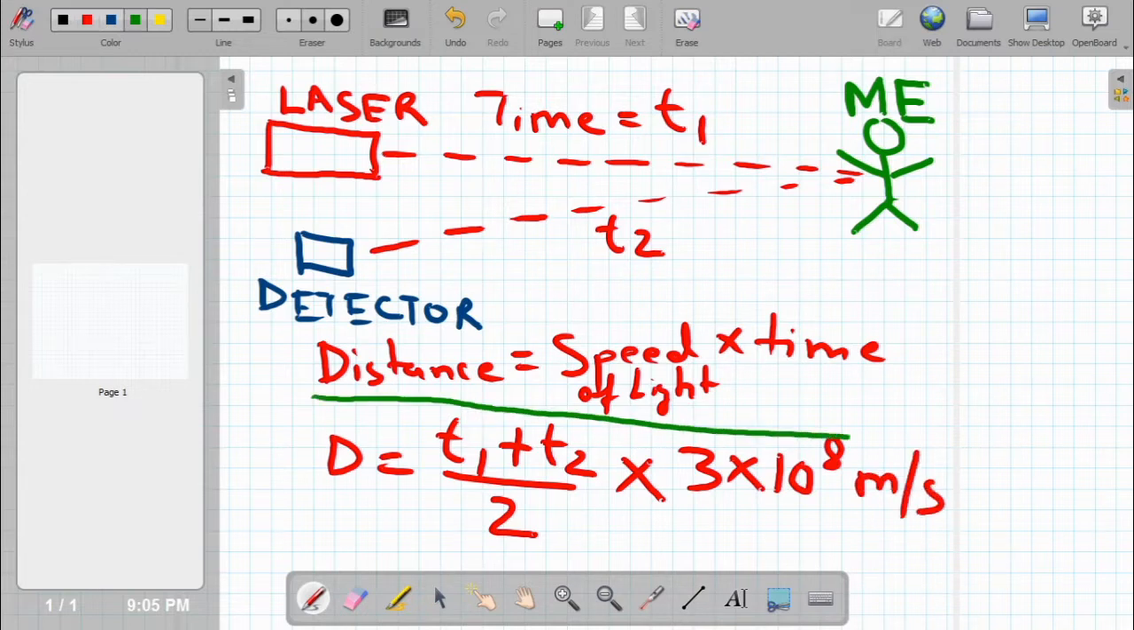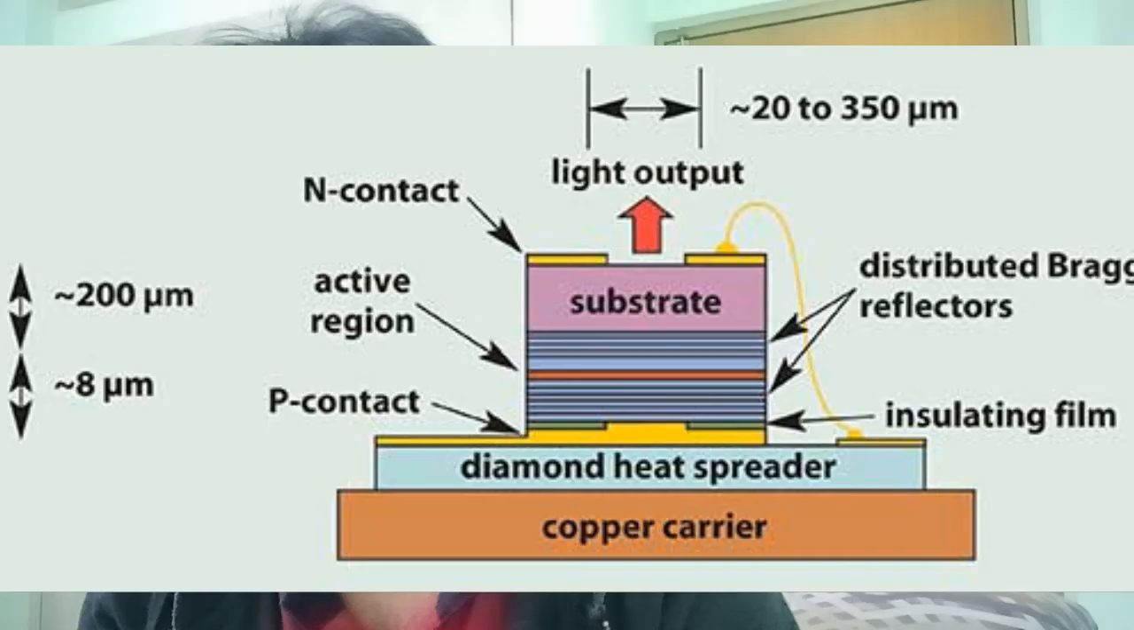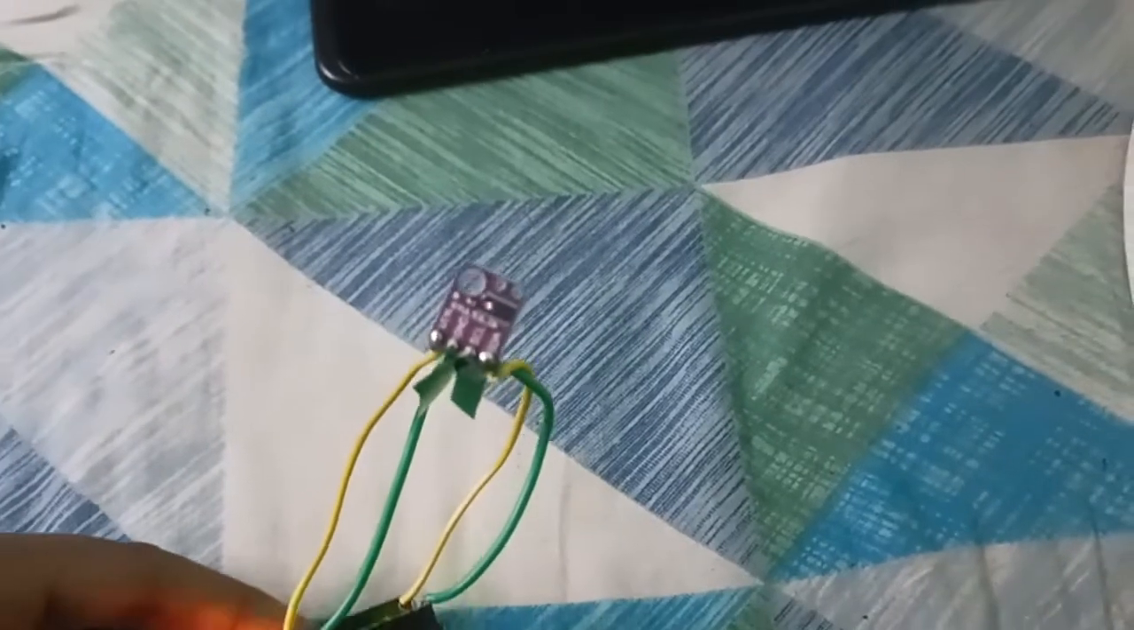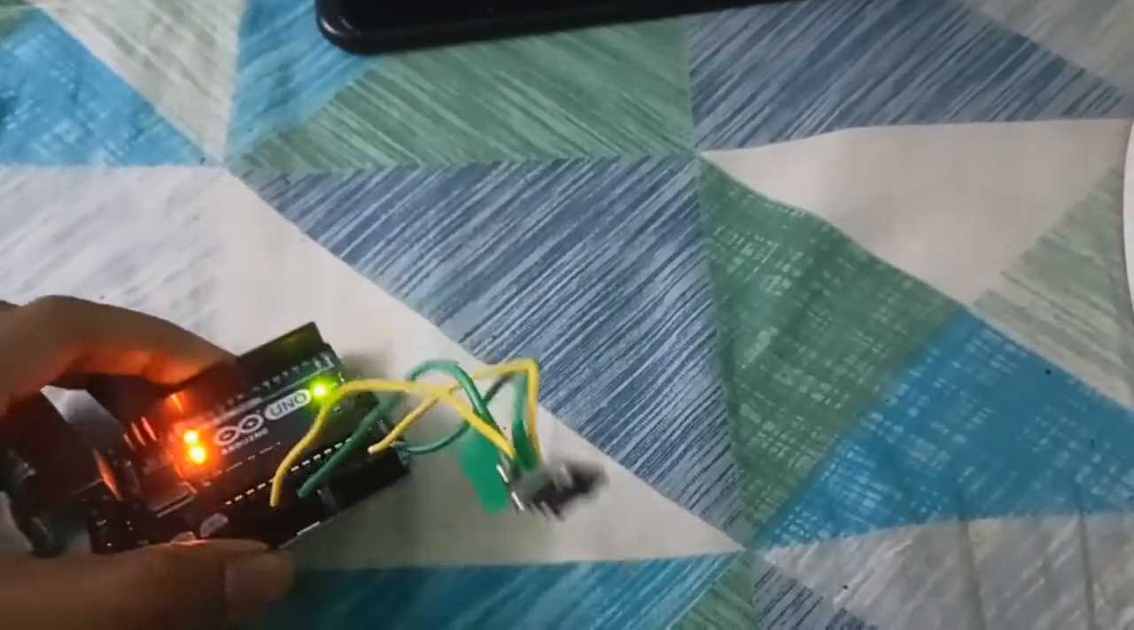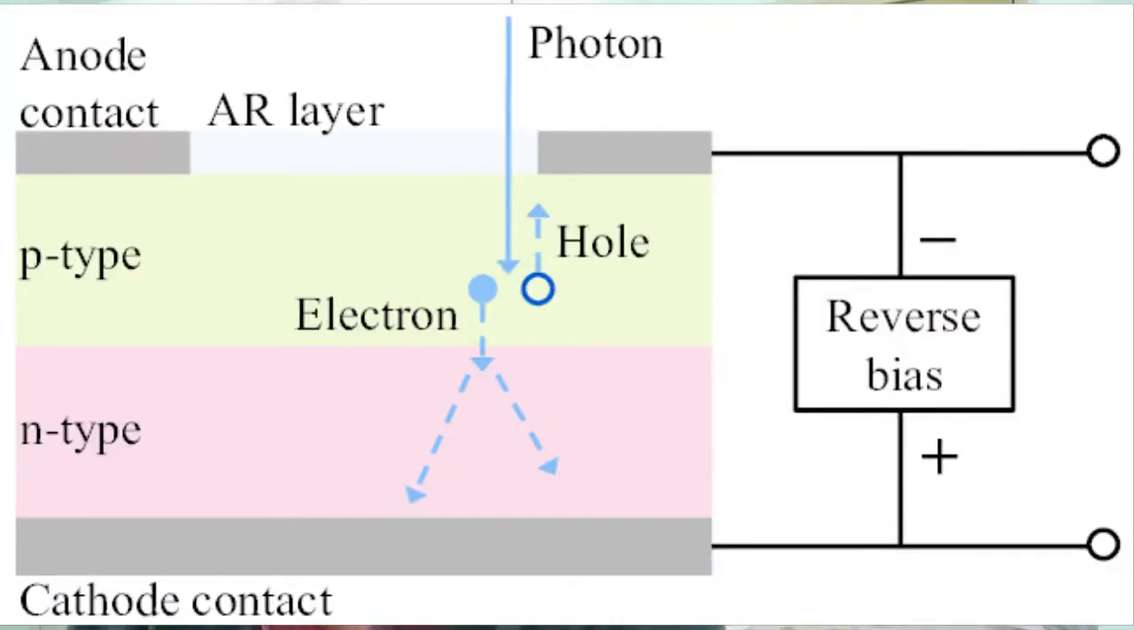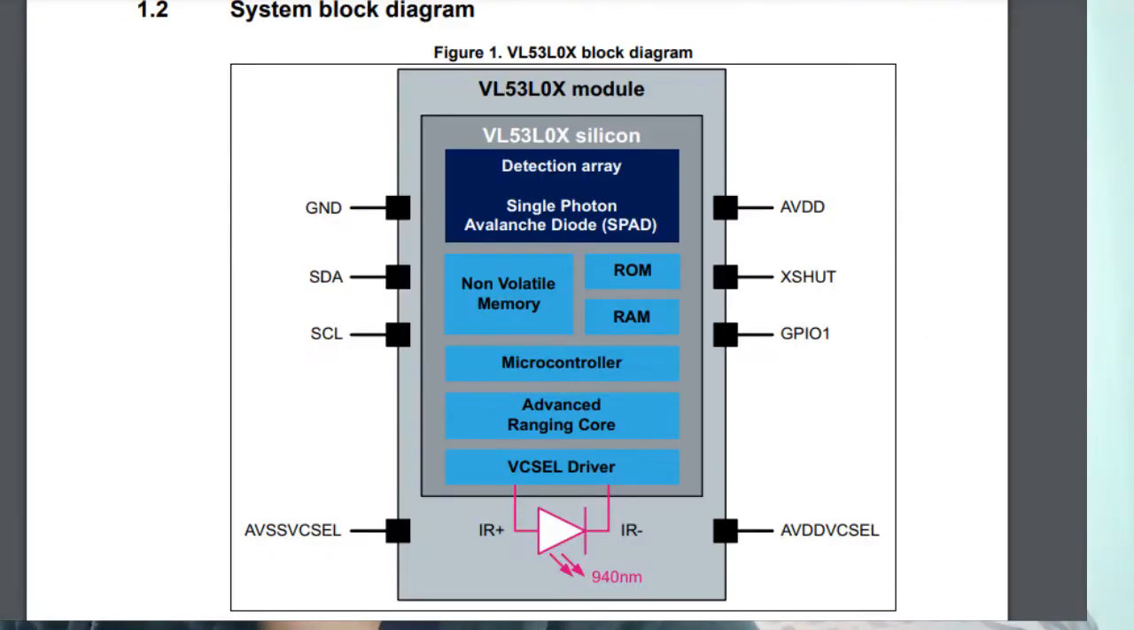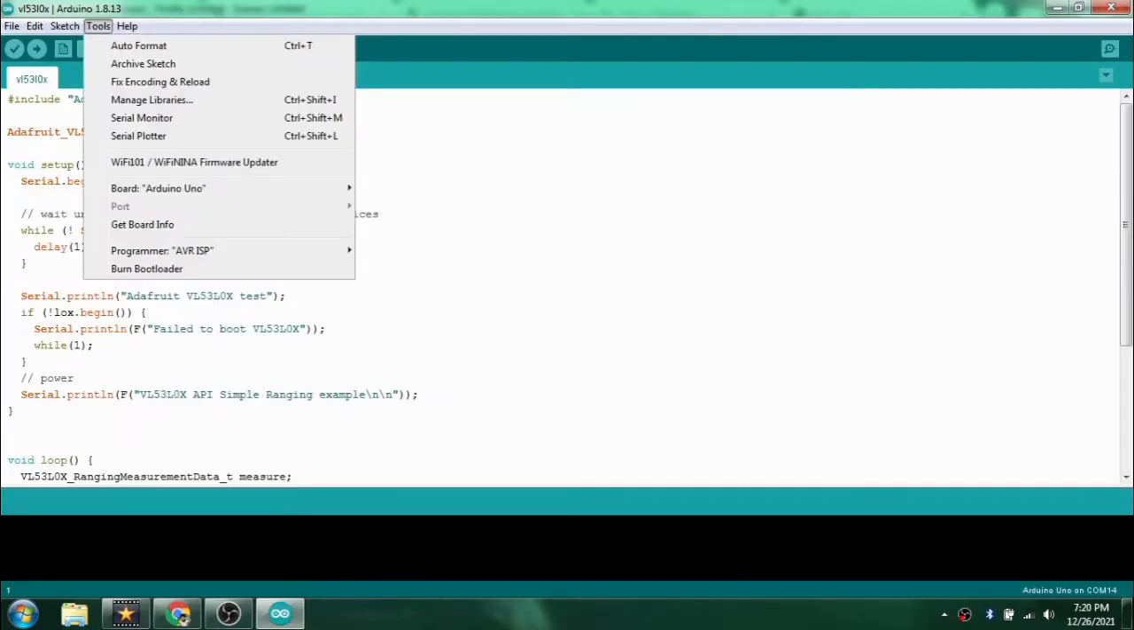The VL53L0X sensor has a vertical cavity surface emitting laser which emits around 940 nanometer. 940 nanometer is a wavelength invisible to the human eye but can be seen by a phone camera. For detection, it also uses a single photon avalanche diode. So this is the block diagram of VL53L0X. It has a RAM, ROM, microcontroller, laser driver. Everything is in its small package. So now we'll see how to connect it with the Arduino.